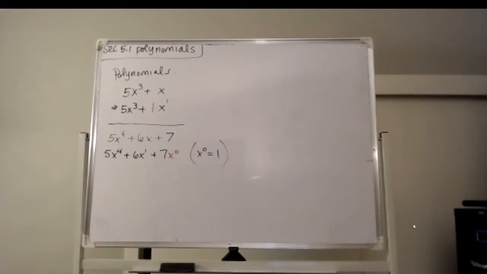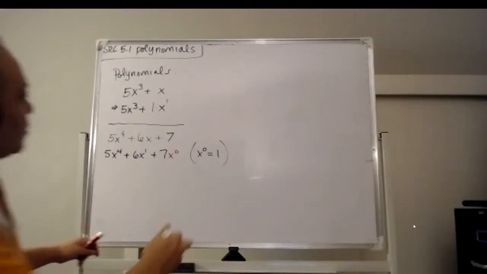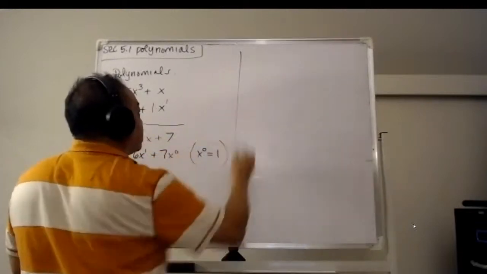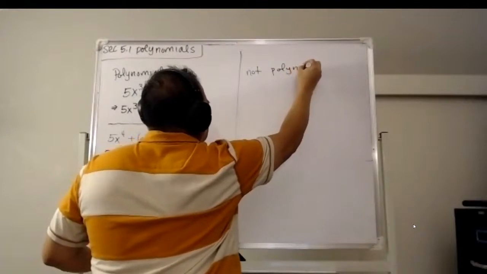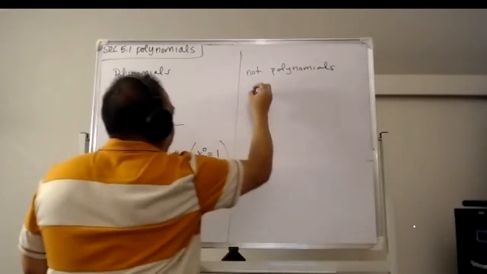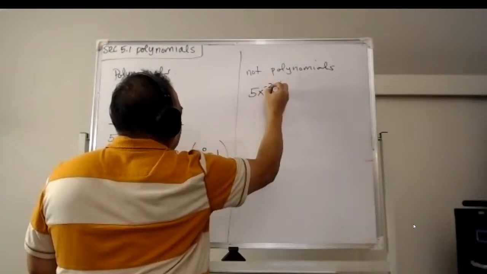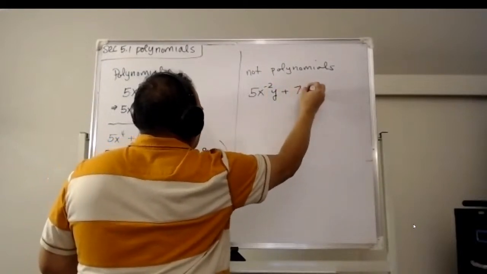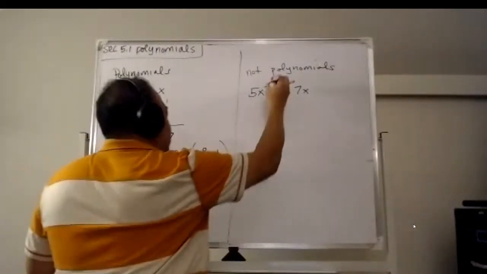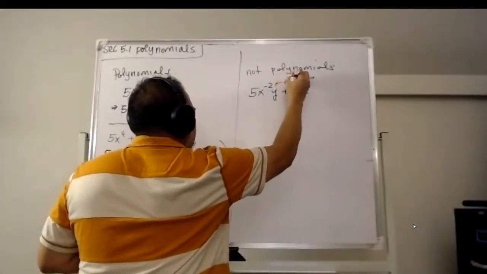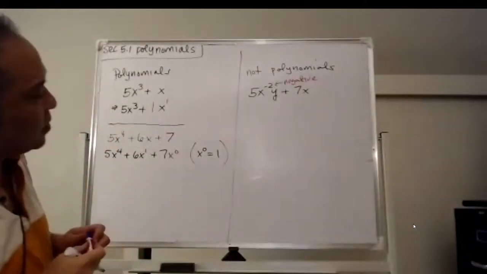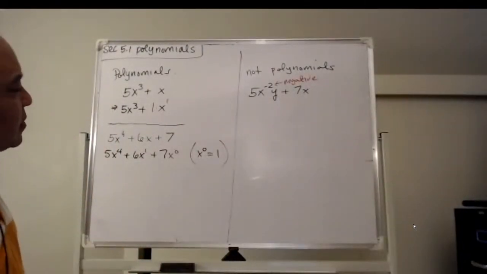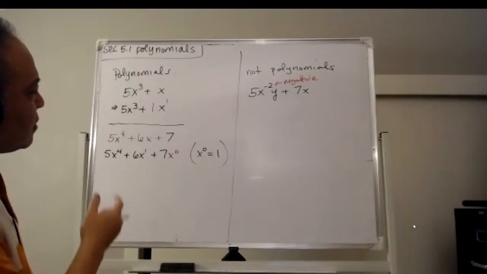Now, at this point, people think everything's a polynomial. So let me give you examples of things that are not polynomials. So if you see something that looks like this, because this is negative, it's not a polynomial. You go, I don't even know what that means. I'm like, well, hang out. We'll start talking about that.